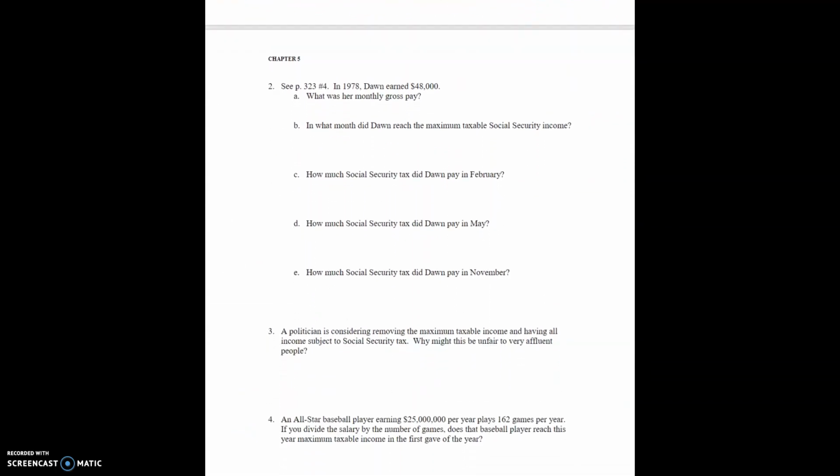Okay. Let's look at number 4 on the same page in your textbook. It says in 1978, Dawn earned $48,000. What was her monthly gross pay? So Dawn earned $48,000. For her monthly, you divide by 12. That gives you 4,000.